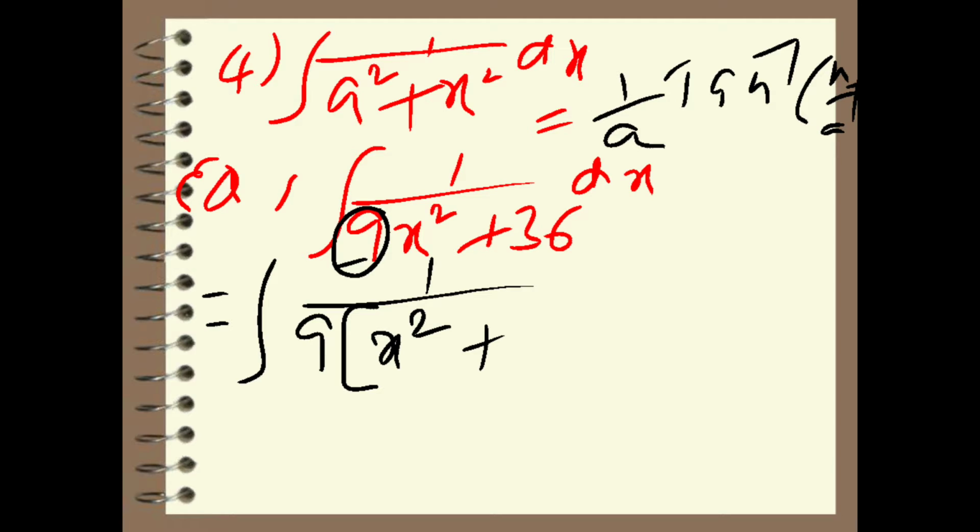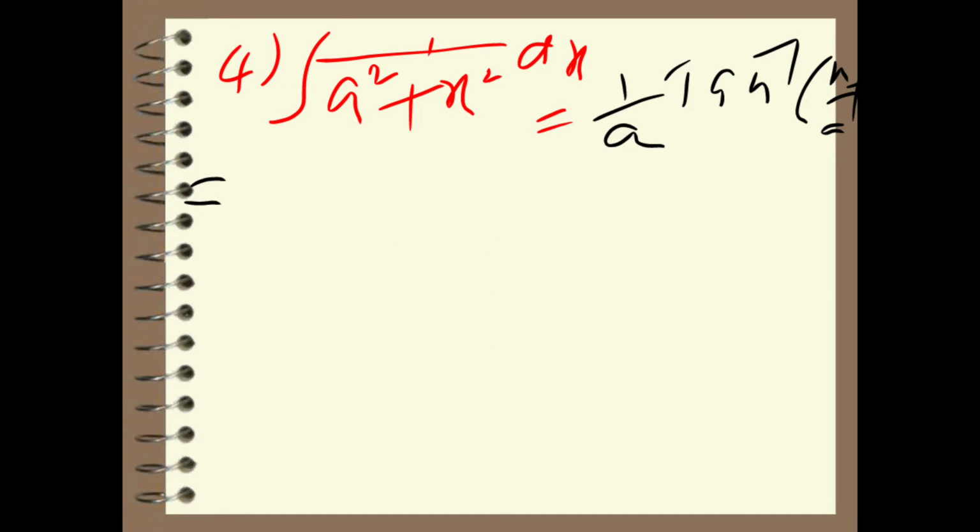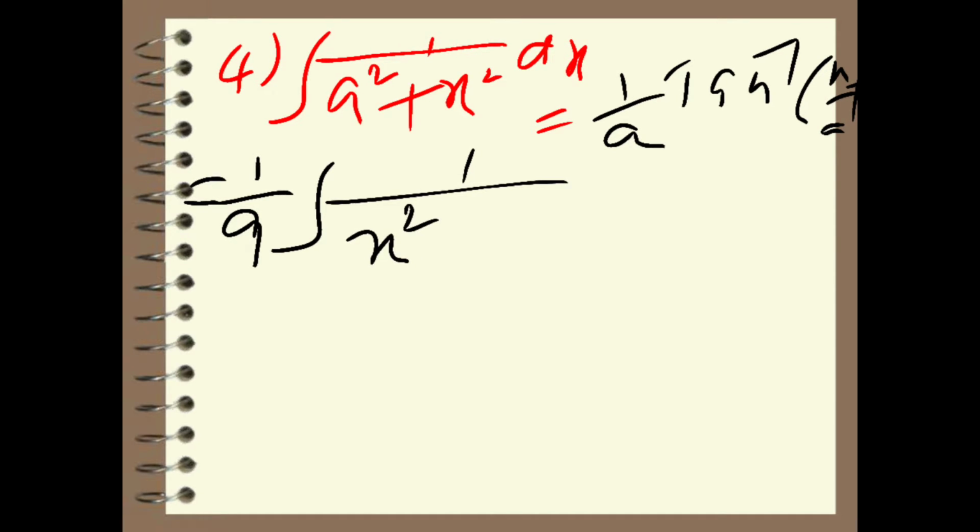Therefore 1 into x square, 1x square plus how many times 36? 9 4 times 36. Good. 9 4 times 36 into dx. So if we take common 9, we got 1 by 9 of x square plus 4. So 1 by 9 is clearly constant. It doesn't affect the integration. So take the 1 by 9 out. We have 1 by 9 of x square plus, 9 4 is 36, that is 4, into dx.